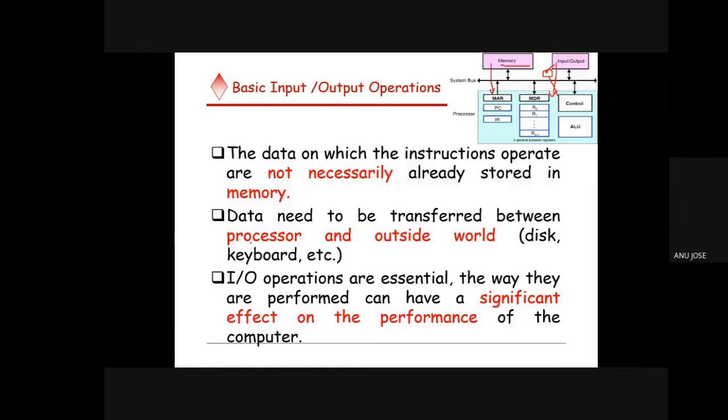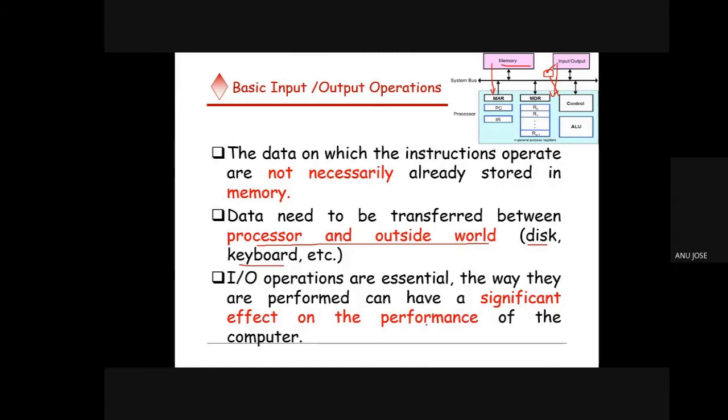So data need to be transferred between processor and outside world. That may be from the keyboard, any of the input device, or even from the disk, it is reading the data directly. So I/O operations are essential. The way they are performed have a significant effect on the performance of a computer. So only one thing you should know from this slide is from the input device also processor is taking data directly. So how it is doing, we are just seeing.